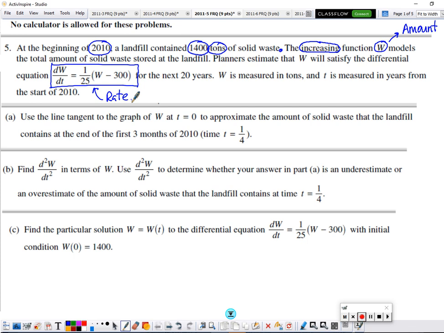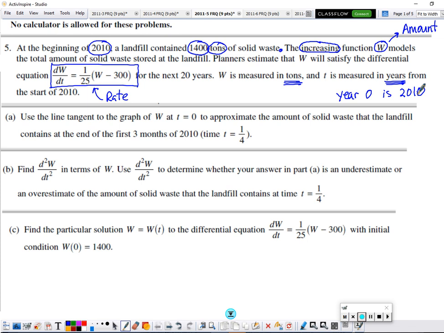So let's see. W is measured in tons, I already had that figured out. Years is the time. Oh, since 2010. So that makes it easier because they're going years from 2010. So year 0 is 2010. I might write that down. So year 0 is 2010. Questions from anyone about the reading?